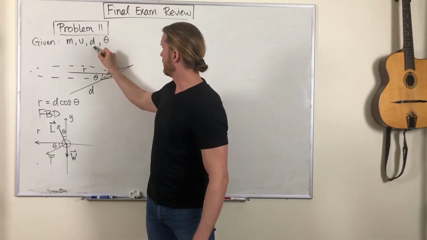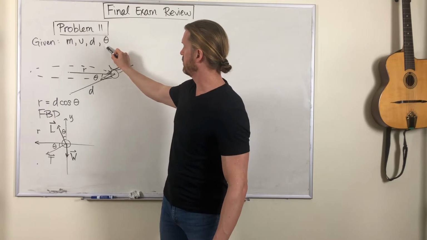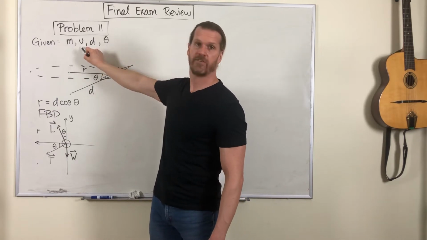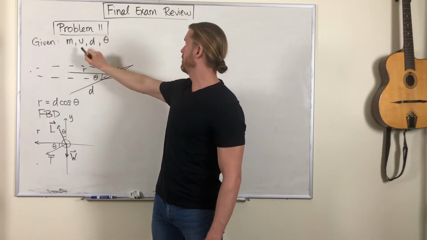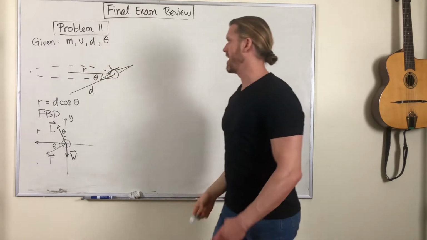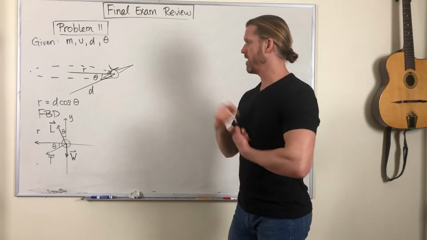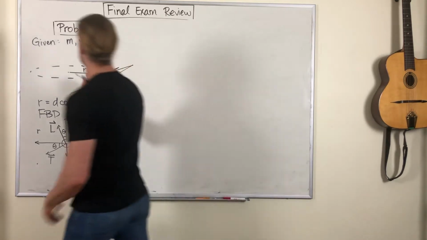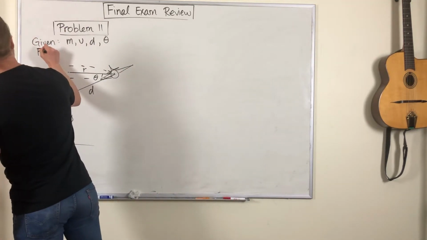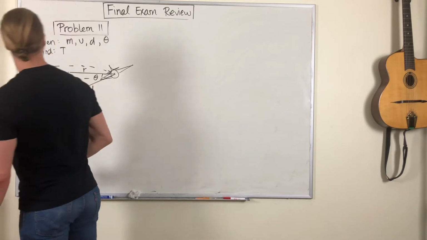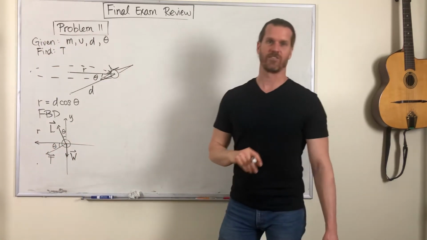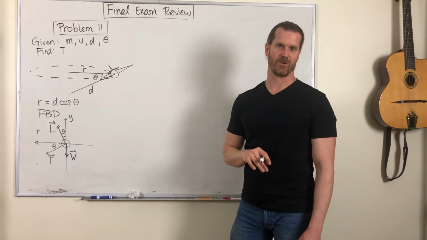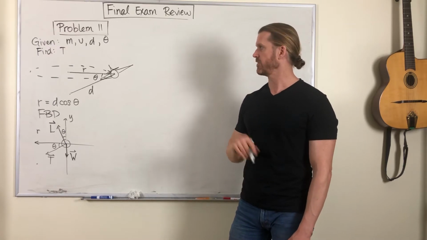So we're given that length of the string, we're given this tilt angle, we're told how fast that model plane is moving, we're given its mass. And we want to find how much tension there is in that string. Make sure the string is strong enough to actually hold the airplane in its circular path.